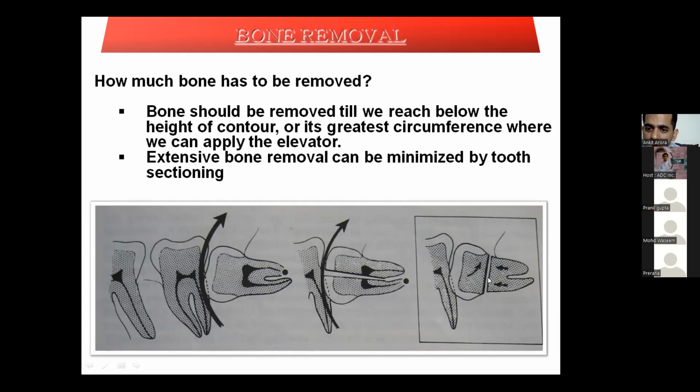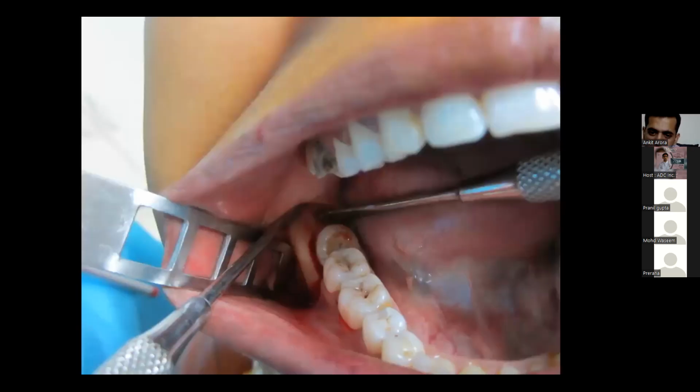Okay, basically the crown part and the root part. Extensive bone removal can be done. One more question I was being asked is how do we divide the tooth? How will we ascertain that the tooth needs to be divided, or the root needs to be divided? So basically we will be seeing it in the coming slides.